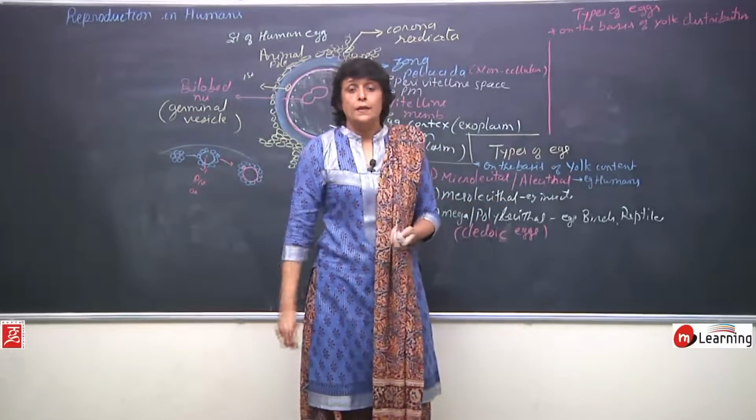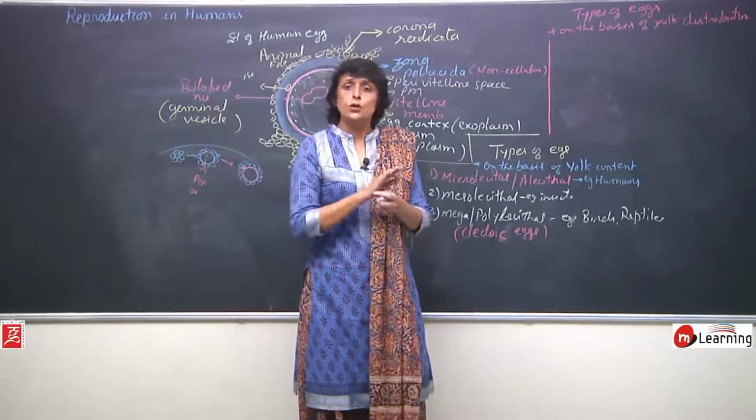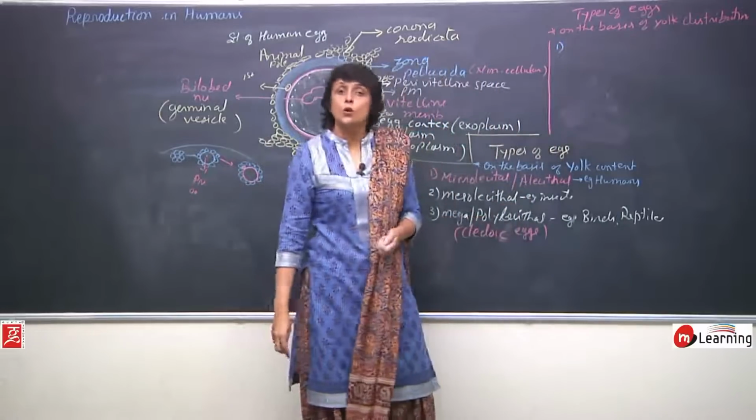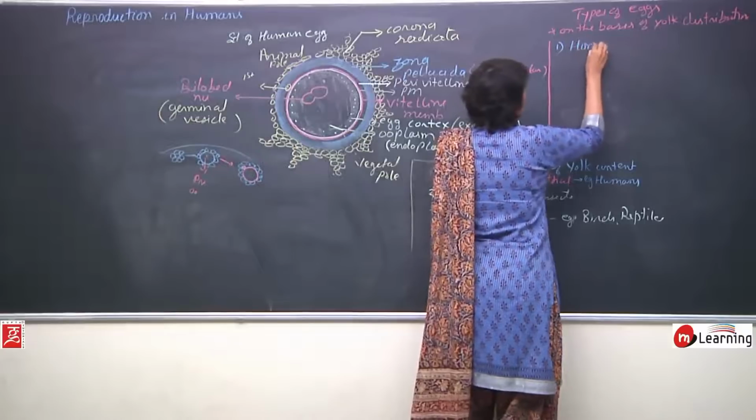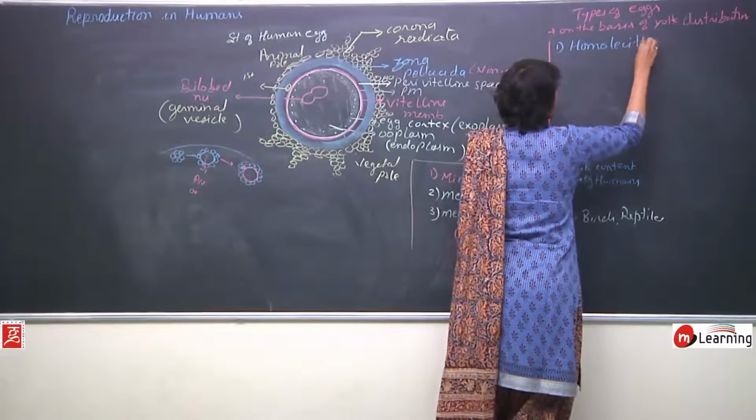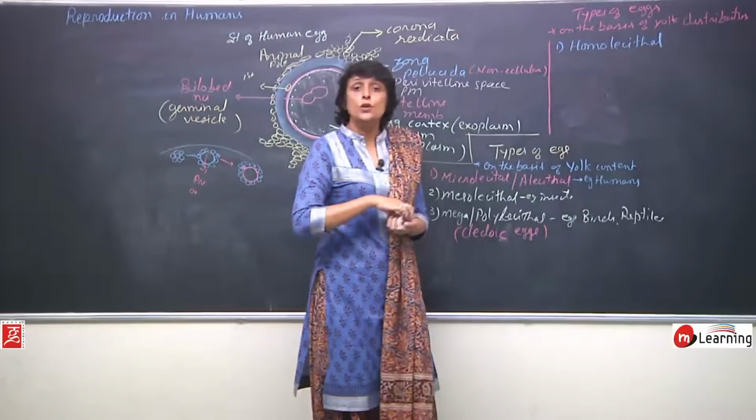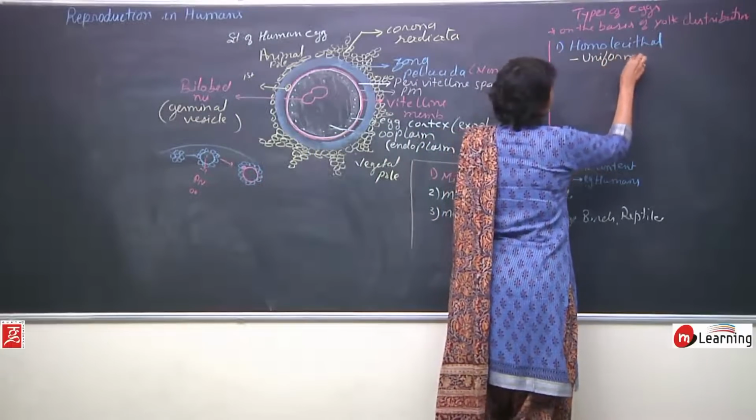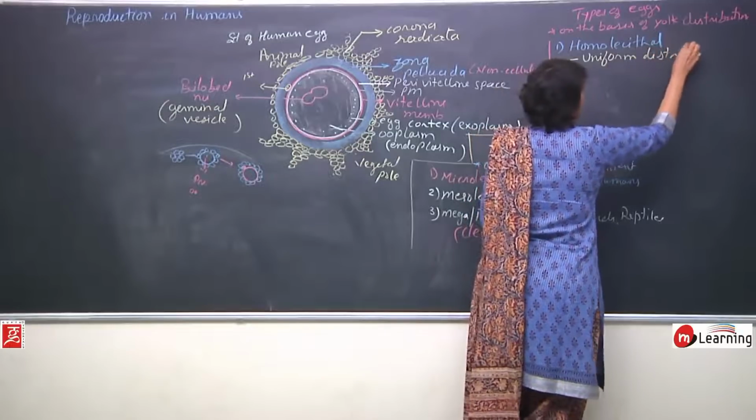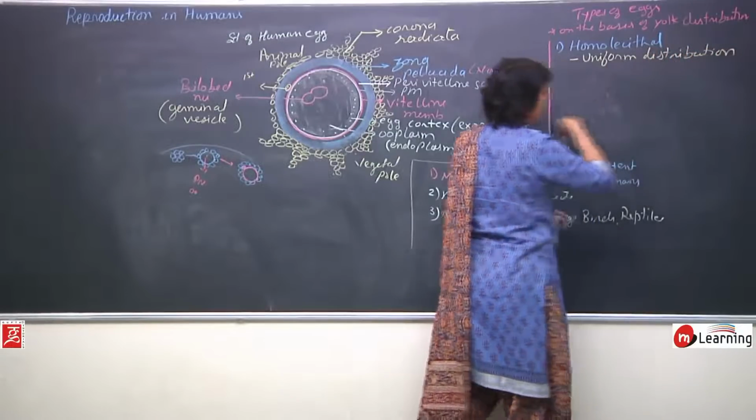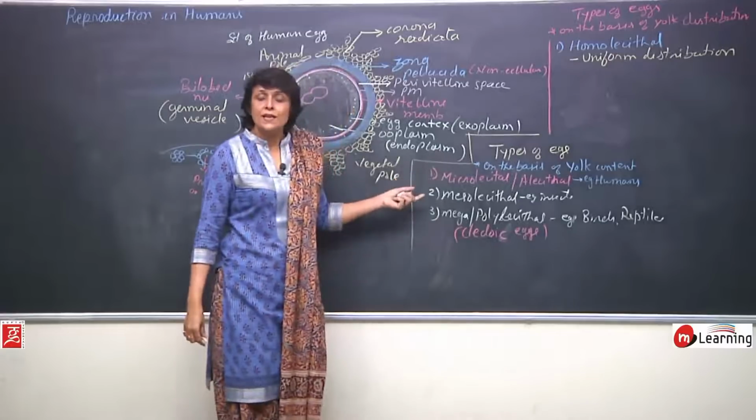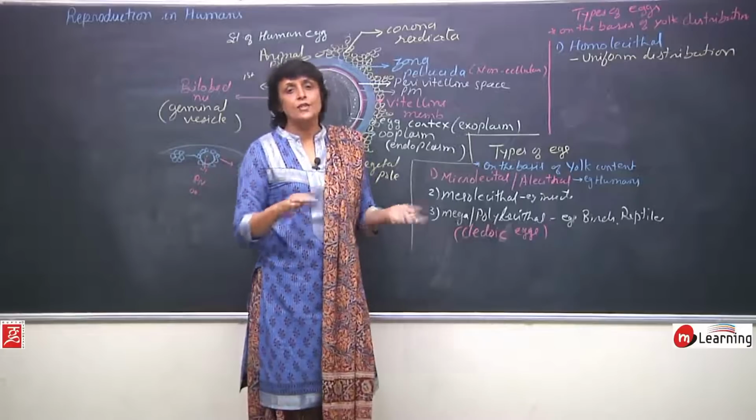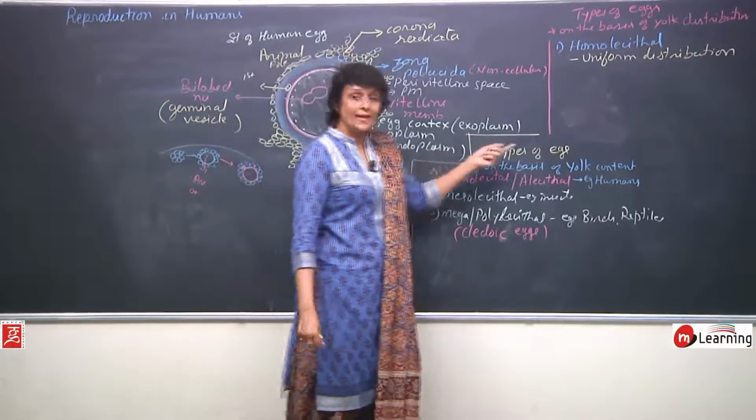If the yolk content is uniformly distributed, then such eggs are known as homolecithal, where there is uniform distribution of yolk. Normally, microlecithal eggs are homolecithal because the yolk content is so less that it gets uniformly scattered in the ooplasm.